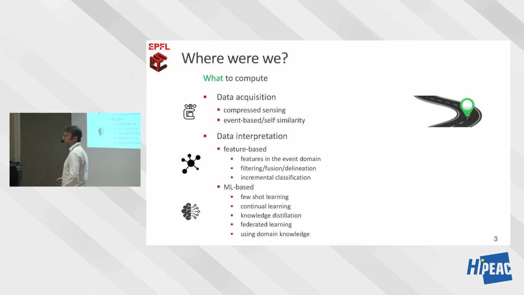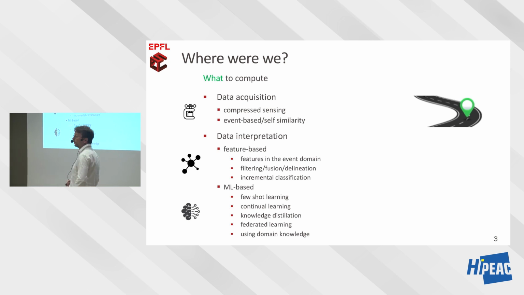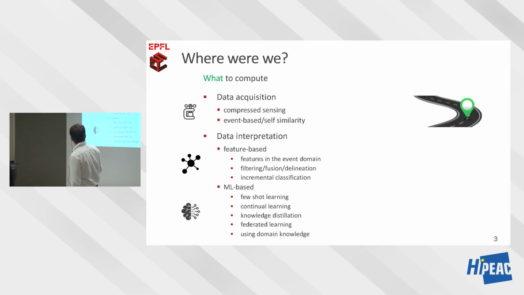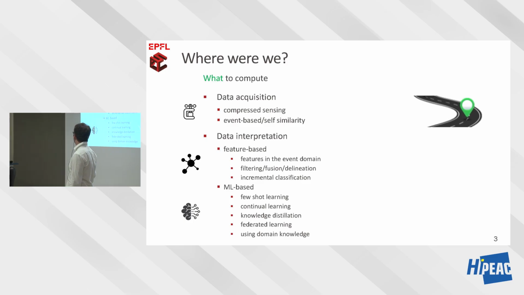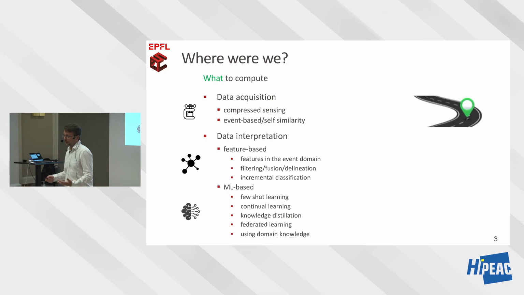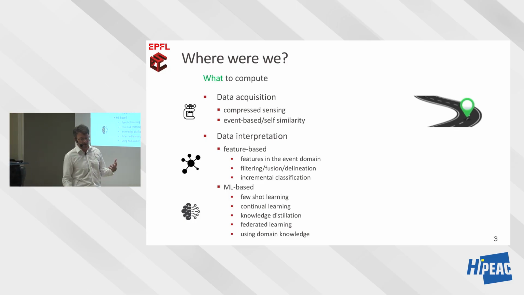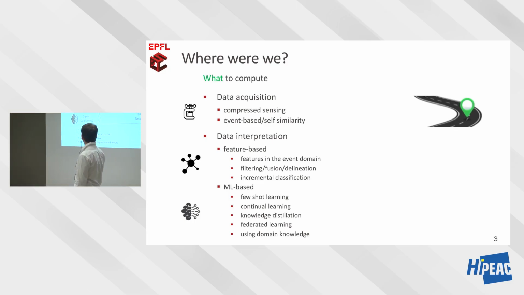This is what we covered yesterday. We looked at different ways to do smart acquisitions in an efficient way, with compressed sensing or event-based and similarity. And then we looked at how to interpret those acquisitions, either by extracting features and then doing some type of classification, or by using deep neural networks. Each of these two flows presents different characteristics which complement each other.